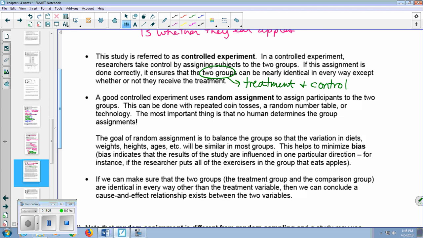All right, so the goal of random assignment is to balance the groups so that the variation in diets, weights, heights, ages, etc. are going to be similar in most groups. This will help you minimize bias. Bias indicates that the results of the study are influenced in one particular direction. For instance, if the researcher puts all of the exercisers in the group that eats apples, then you've got some bias.